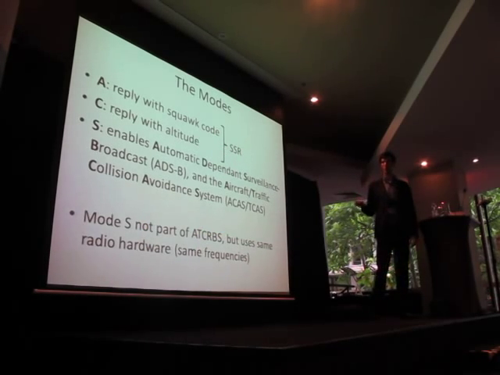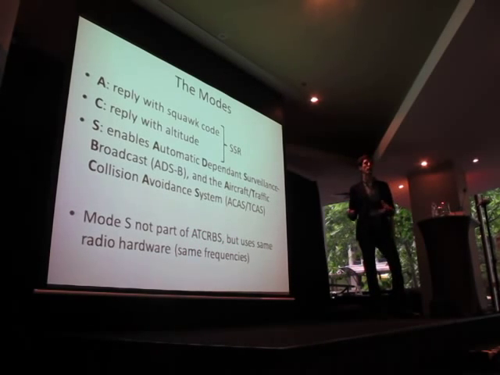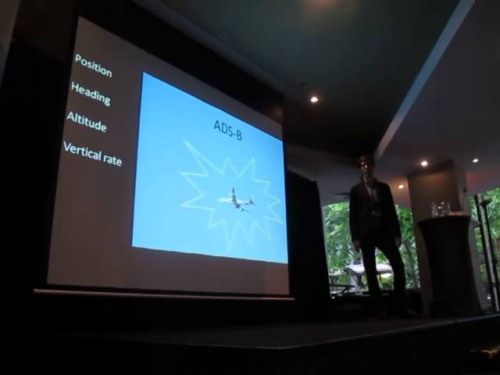Mode S is technically not part of the main beacon system, but they thought, well, we've got this new technology, we're not going to spend all this money on a new rollout, we're going to use the same hardware at the same frequency, so it all operates on the same frequency. ADS-B. If you've got a plane, it's going to send out a whole bunch of stuff, like that.